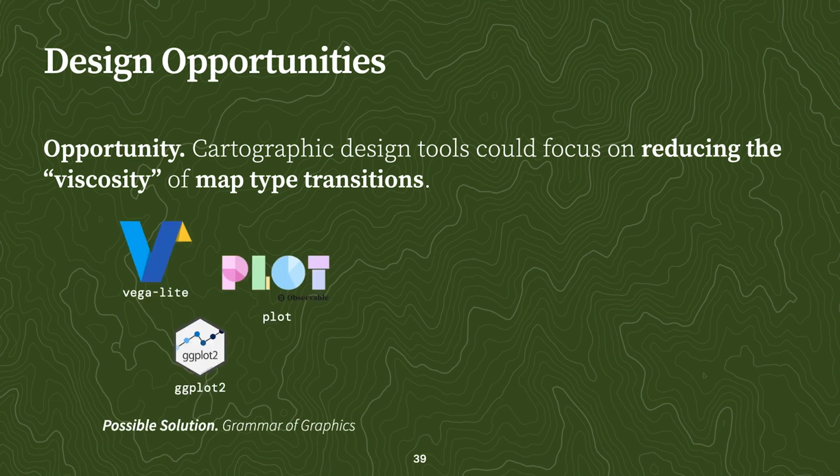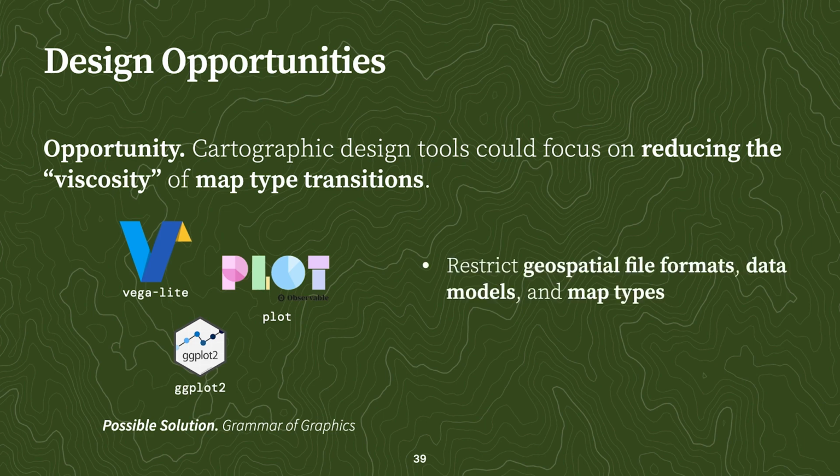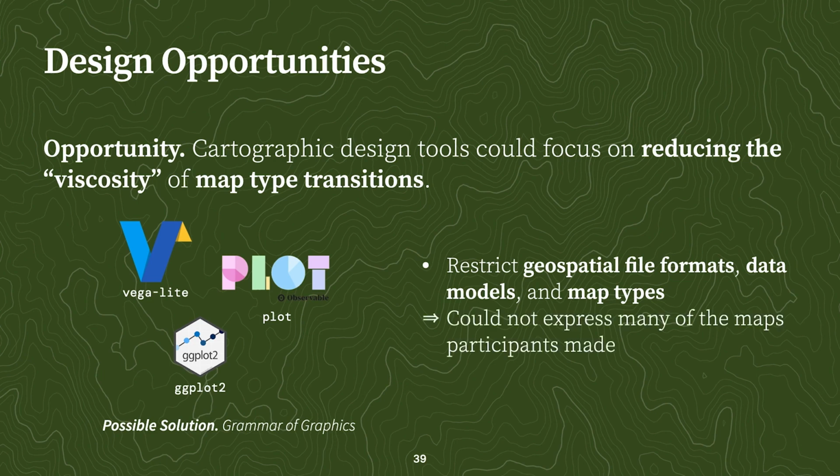Related work in visualization has demonstrated success using grammars of graphics for similar tasks. However, geospatial data isn't a core emphasis for these grammars, which restrict the geospatial file formats, data models, and map types that users can work with. Accordingly, these tools could not express many of the maps participants made. In rethinking a grammar of graphics for cartography, our findings indicate that supporting more cartographic representations and minimizing the number of program edits required to switch representations are critical design considerations.